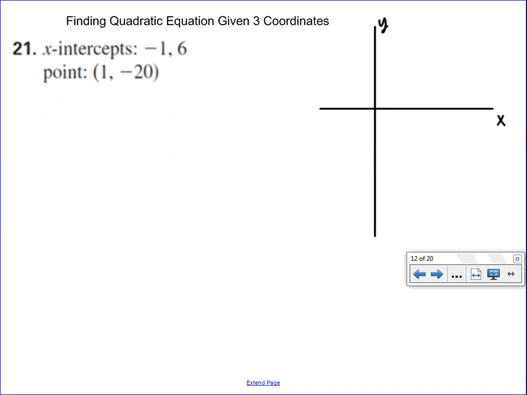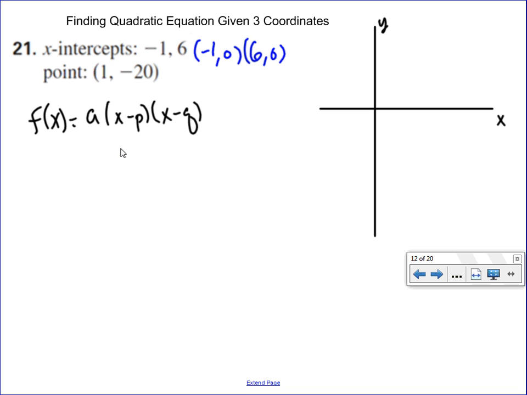All right, hey guys, we're going to find a quadratic equation given three coordinates. So most of the time we'll give you two x-intercepts. You'll see them written as -1 comma 0 and 6 comma 0, and then some other random point that we know for sure is on the parabola. So we have that general form, f of x equals a times x minus p, x minus q. And we've got to find these different pieces to make sure it does go through these three points.